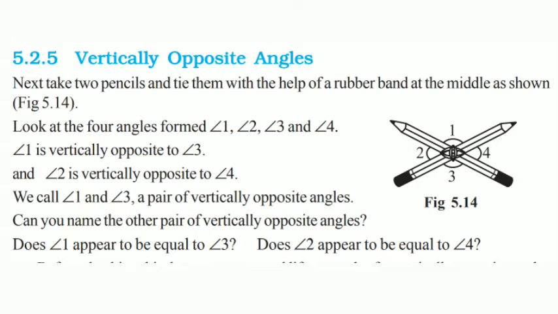Vertically opposite angles. Here they took two pencils and tied them with a rubber band at the middle as shown in the figure, and they marked 4 angles. Now you can find the 4 angles. Angle 1 is opposite to angle 3, and angle 2 is opposite to angle 4. So these pairs we can call vertically opposite angles.